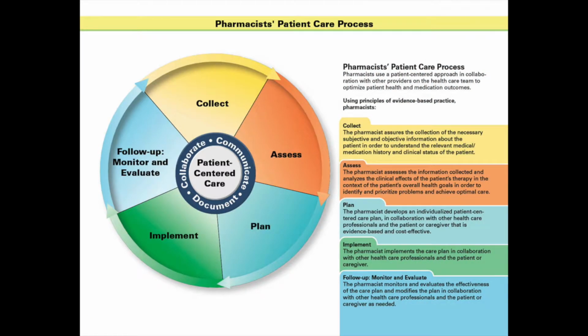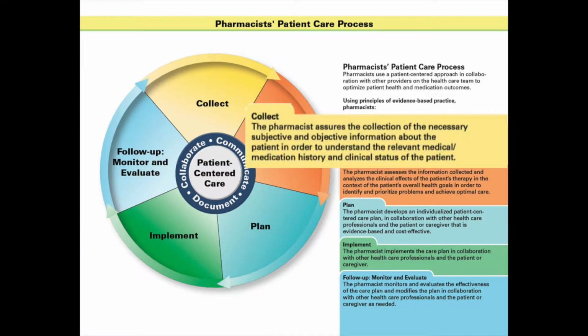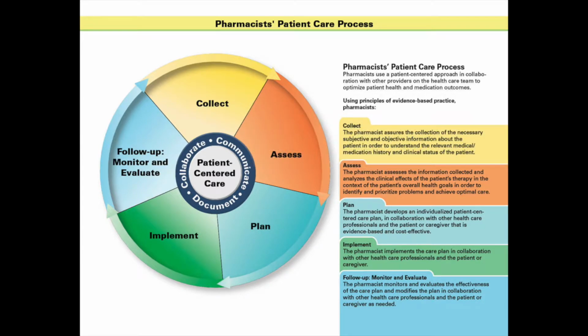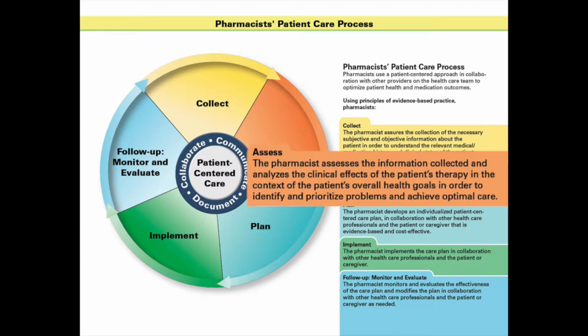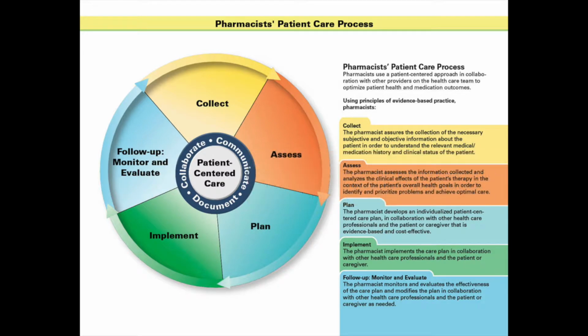In order to use principles of evidence-based practice, pharmacists must: Step 1. Collect. The pharmacist assures the collection of the necessary subjective and objective information about the patient in order to understand the relevant medical and medication history, as well as the clinical status of the patient. Step 2. Assess. The pharmacist assesses the information collected and analyzes the clinical effects of the patient's therapy in the context of the patient's overall health goals in order to identify and prioritize problems and achieve optimal care.